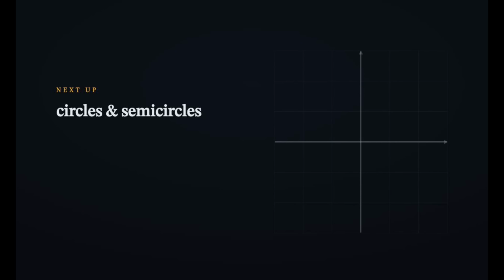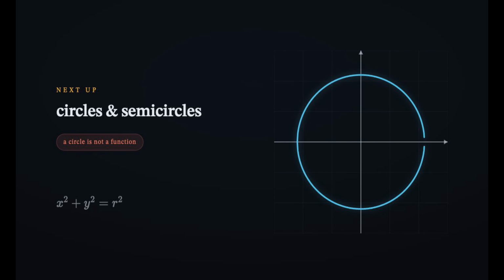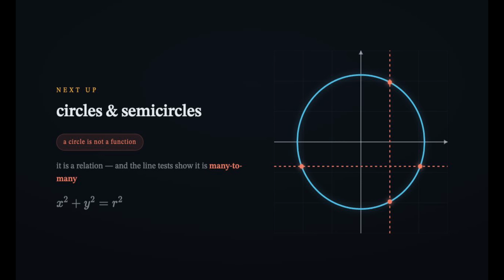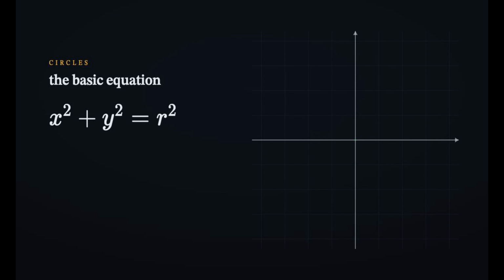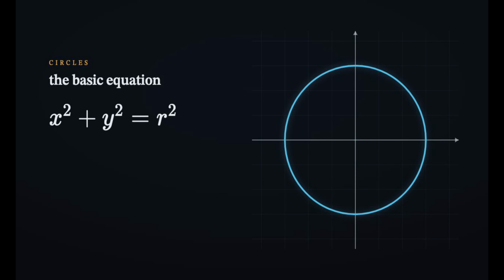Let's look at circles and semicircles. A circle is usually not a function, it is a relation. If we use the vertical and horizontal line tests, we can see that it is many to many. The basic circle equation is x squared plus y squared equals r squared. The important parts of a circle when you sketch it are its center, radius, x and y intercepts, if they're easy to find, as well as whether the origin is inside or outside the circle.